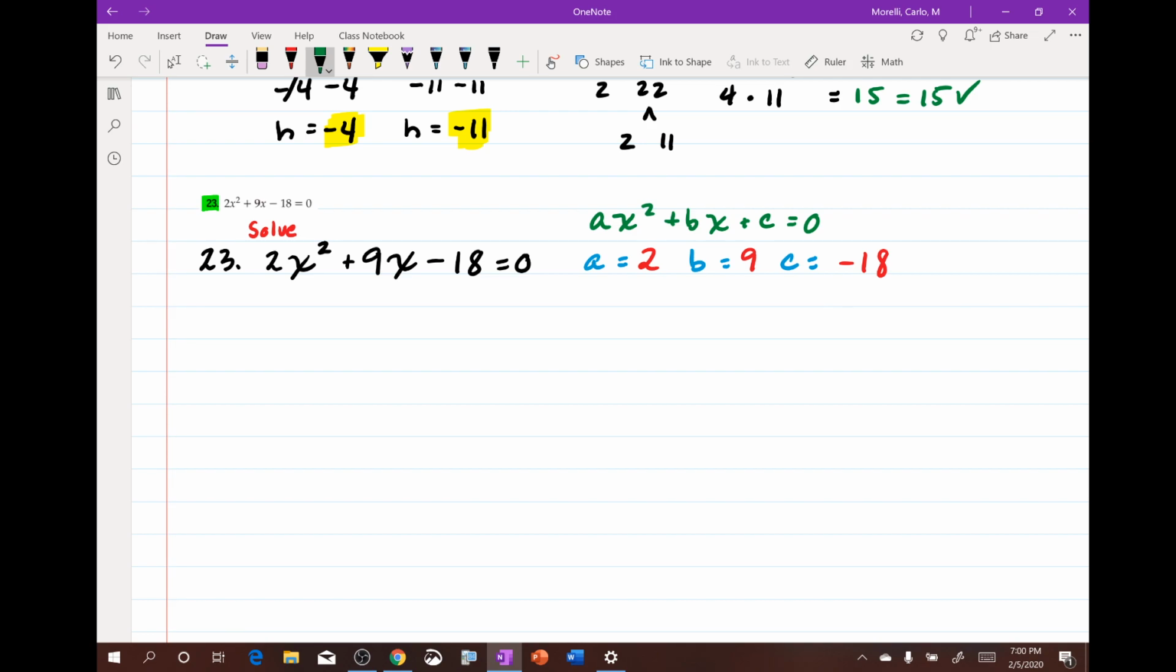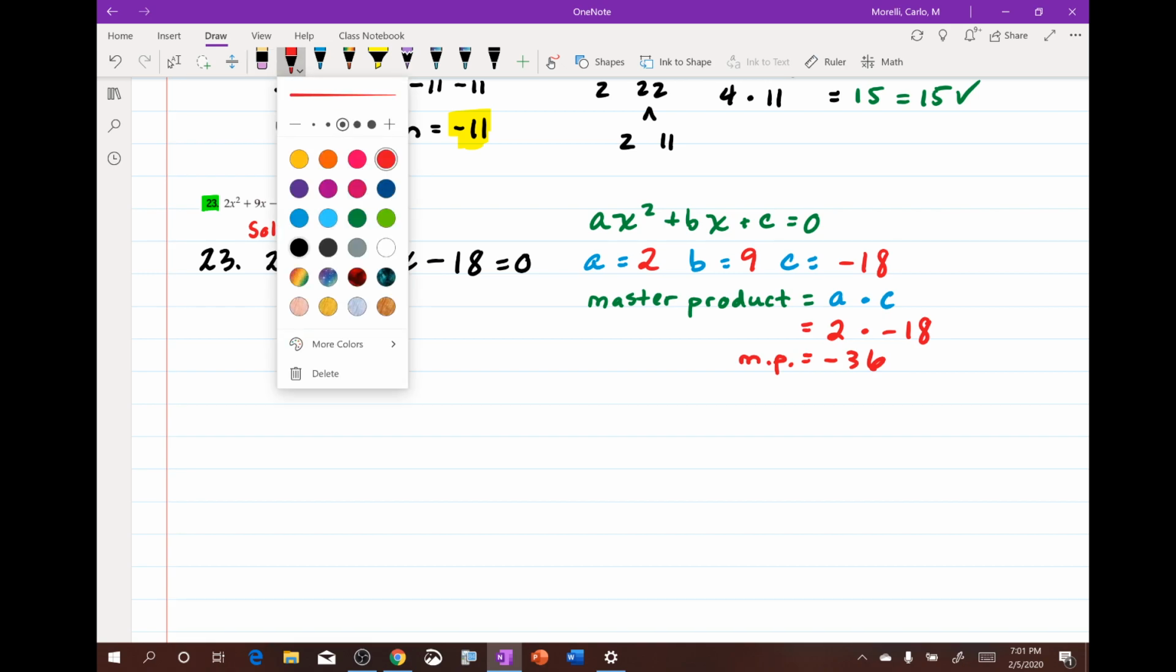All right, so the first thing we have to do is find out what our master product is. The master product of this quadratic equation is equal to A times C. Well, if A is 2 and C is negative 18, then the master product is negative 36. And we'll abbreviate that MP, master product.